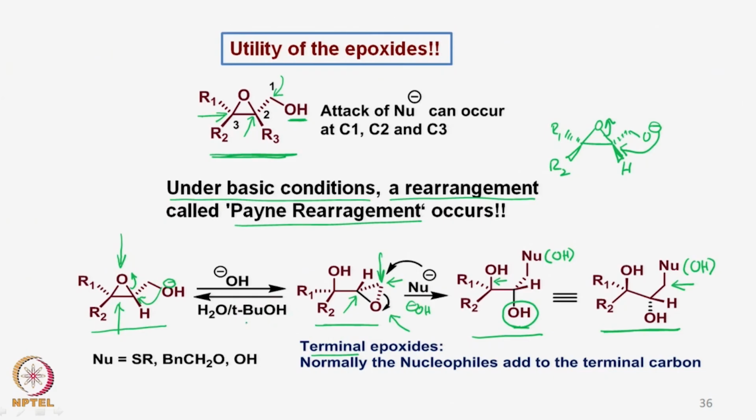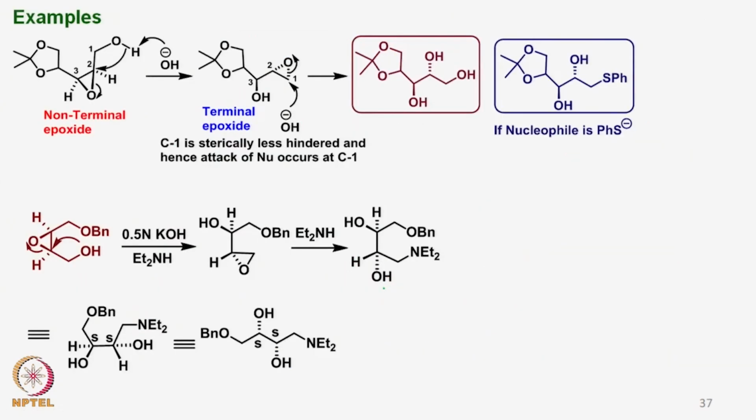However, in the present reaction conditions OH is a nucleophile, but one can also take any other nucleophile or a precursor of a nucleophile, and that particular nucleophile will preferentially attack this particular end of the epoxide, which is sterically less hindered. So, this Payne rearrangement followed by nucleophilic attack has been well exploited in organic synthesis. So, let us take a special case here.